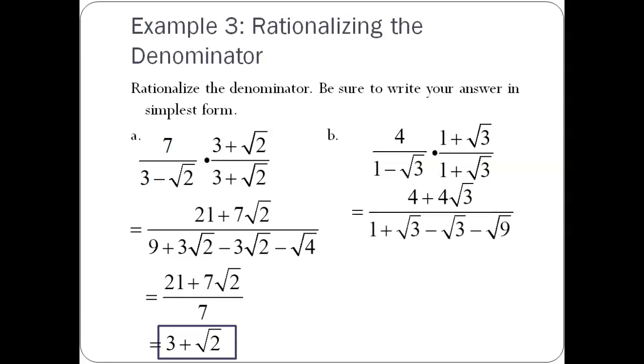Now in the denominator, that square root of 3 and the minus square root of 3 cancel each other out. That leaves us with 1 minus 3, the 3 coming from the square root of 9. And then 1 minus 3 is equal to negative 2. And then we can actually simplify this a little bit further because we can divide 4 by negative 2 and 4 root 3 by negative 2. And that's going to leave us with negative 2 minus 2 root 3.